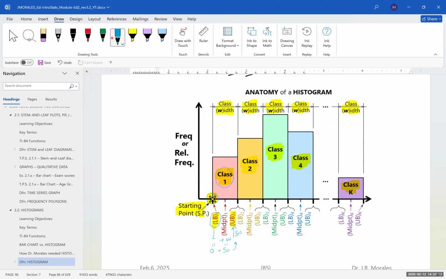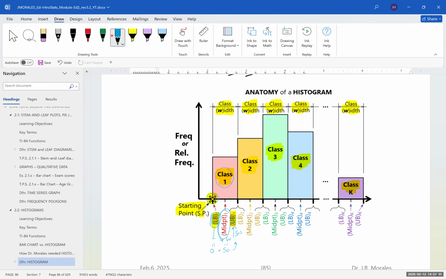So you can get the upper bound just by adding the width to your lower bound. And each class can also have its own midpoint. And so the midpoint is just the average of the lower bound and the upper bound for that class. So you just add them together and you divide by 2.